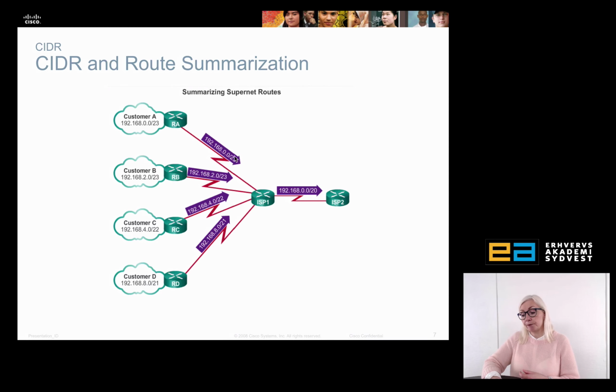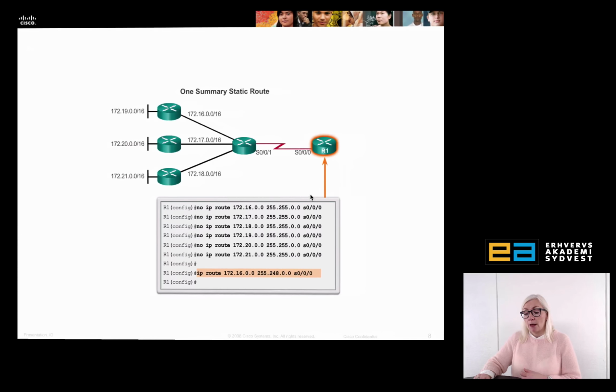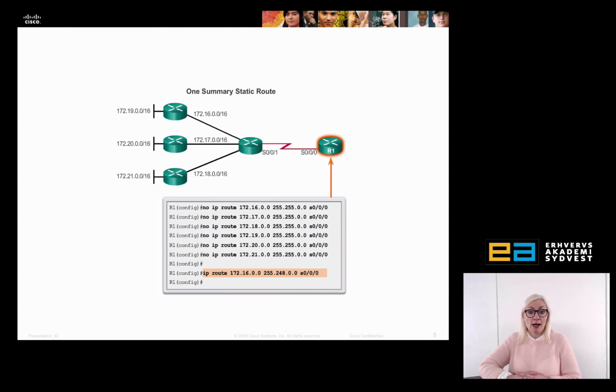So here, these 4 networks are summed up to 192.168.0.0/20, which will then be the summarized route and subnet mask. And this is something that we would like to have because the efficiency of the routing process will also depend on how large our routing table is.